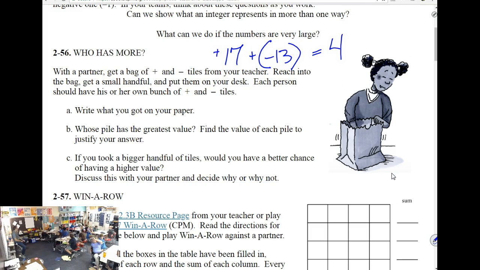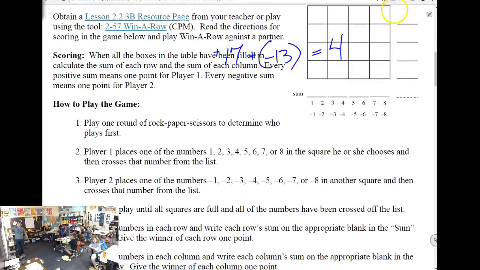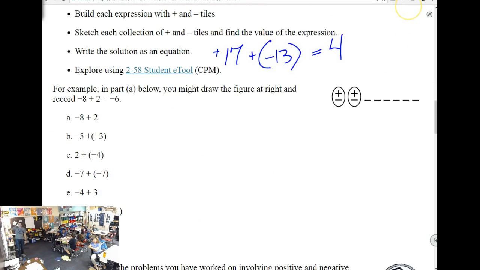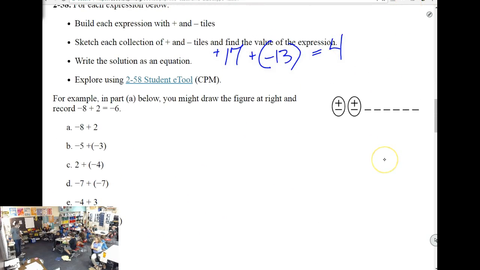You have a lot of tiles on the table. You have 17 pluses, 13 negatives, but you're telling me I really just have 4? Mallory? You can group some of the positives and negatives together. Every time we can group a positive with a negative, it makes 0.